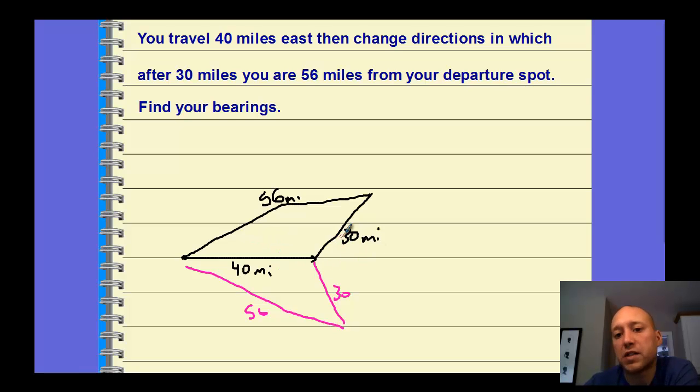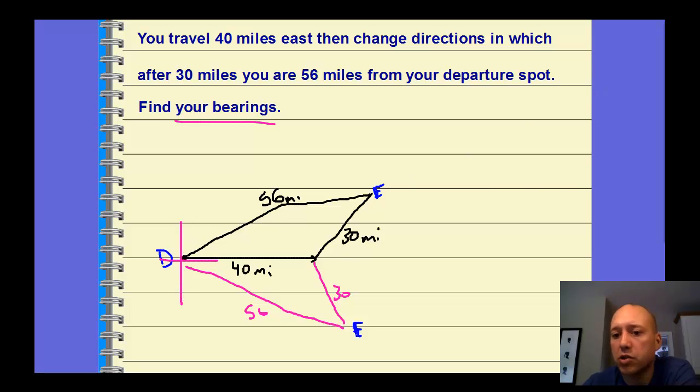But for both of these, you're given side, side, side. So the question is, find your bearings from your departing spot to your ending spot. So this is our departure spot. This is our end spot. So what's our bearing? Our bearing always goes from north or south.